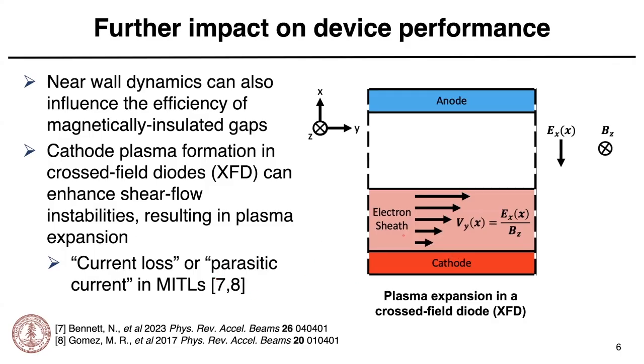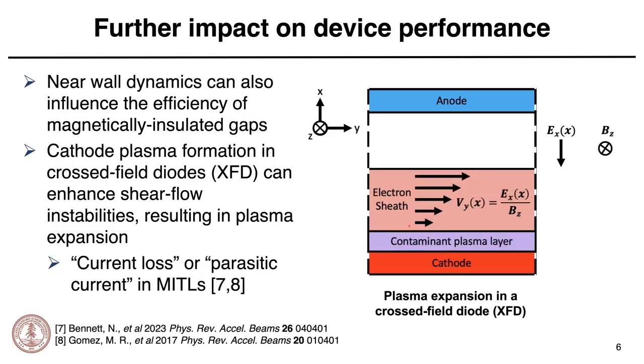Furthermore, beyond just what's happening in that near wall region, the overall effect on the device is also something that we're motivated by. Here I'm looking at a cross-field diode, specifically the MILO example, where you would have a layer of electrons flowing on a cathode surface, as shown here. This is its ideal operation. But something that's been shown to happen in MILOs is that a contaminant plasma can form: a contaminant material on the electrode surface gets heated up due to the high current passing through the electrodes, and you get a contaminant plasma.